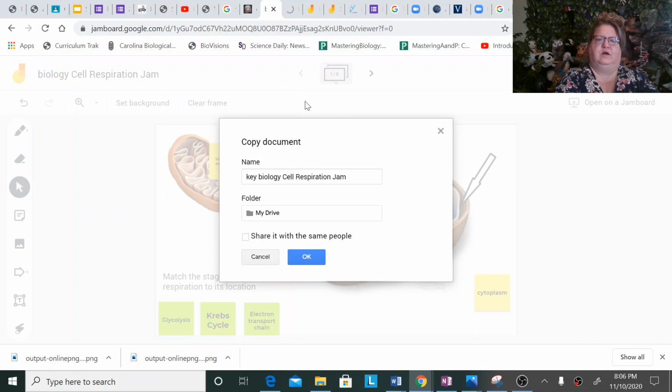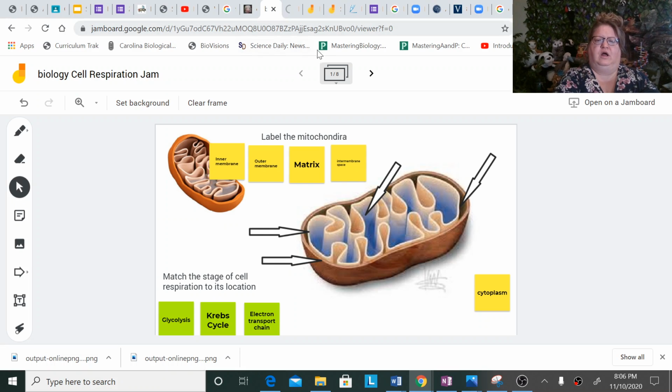But as you guys are seeing this, while I do this, you can go ahead and move your sticky notes to the right part of the mitochondria, and then match the green sticky note to the right yellow sticky note. Where do they occur? So go ahead and take a minute. You can pause the video and see if you can figure out where everything goes.